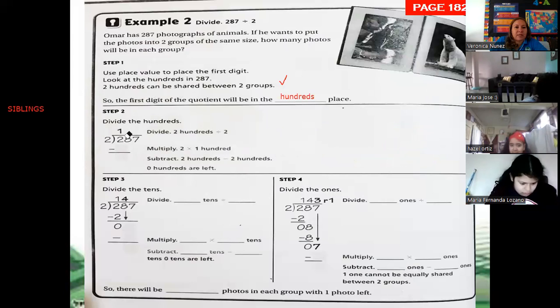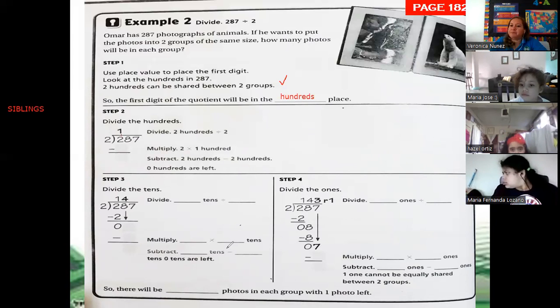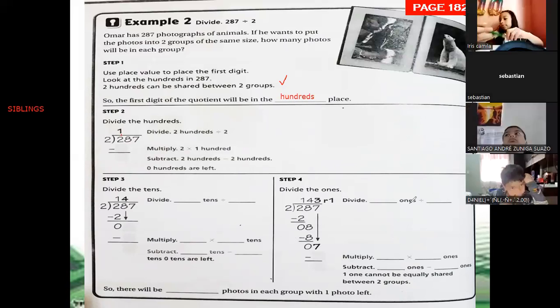Divide the hundreds. So let's mark the first digit we're gonna work with. The number 2. We got a 1 here. 2 hundreds divided by 2. We have a 1. 2 times 1.